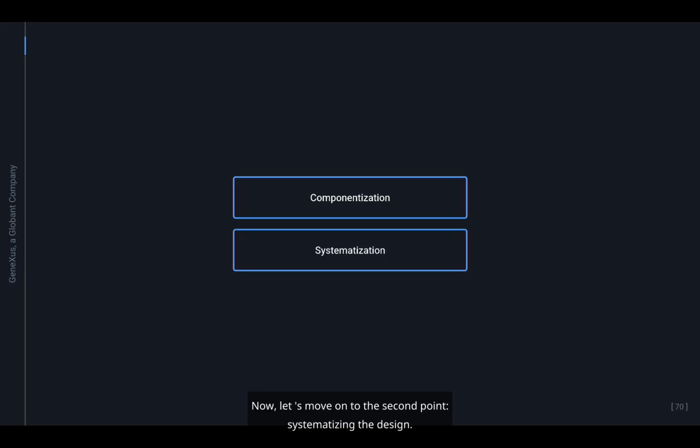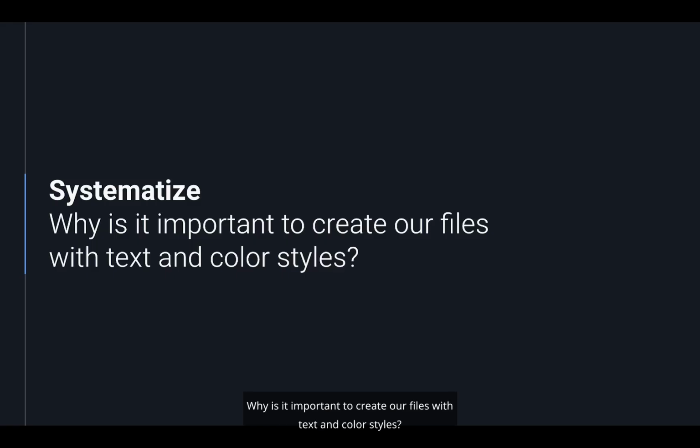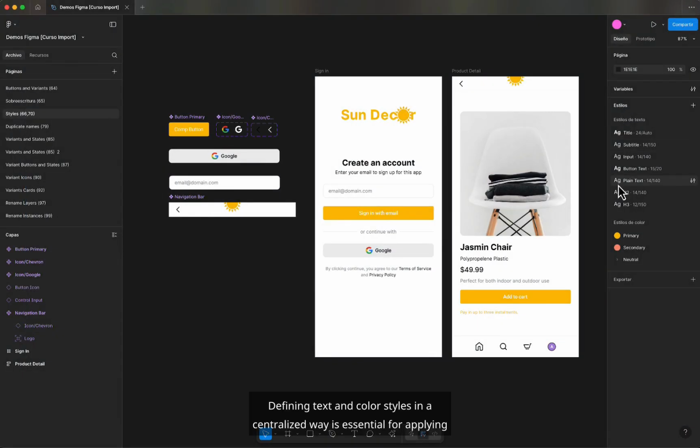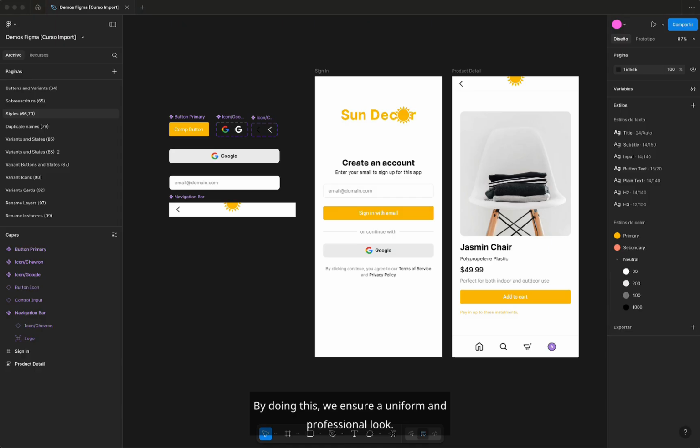Now, let's move on to the second point, systematizing the design. Why is it important to create our files with text and color styles? Defining text and color styles in a centralized way is essential for applying these styles consistently throughout the application. By doing this, we ensure a uniform and professional look.